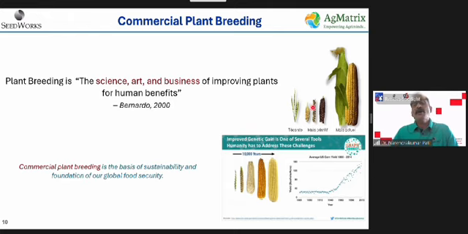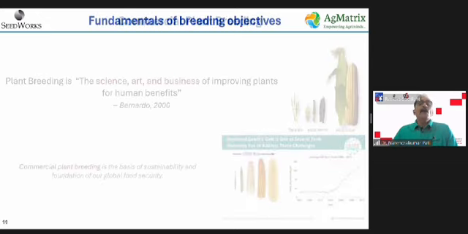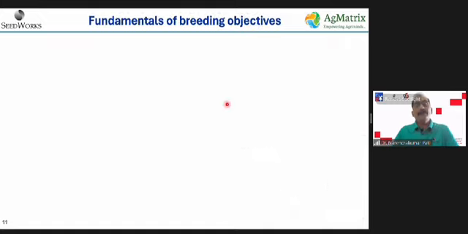And what a fantastic job breeders have done. This is just one example. This is how maize was at the time of evolution, and this is the maize we are enjoying today. So this is what the breeders' achievements or accomplishments are. Let us see next, what are the fundamentals of the breeding objective?